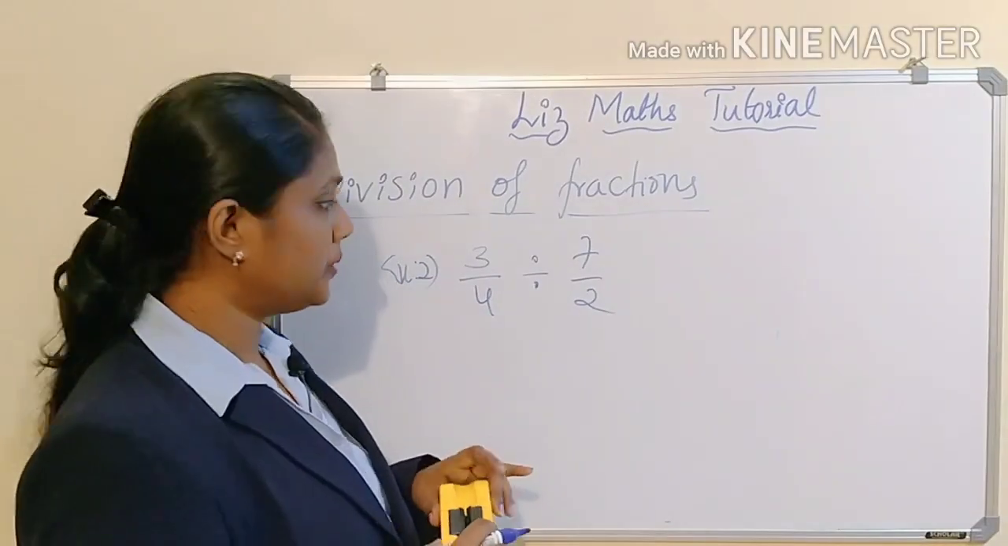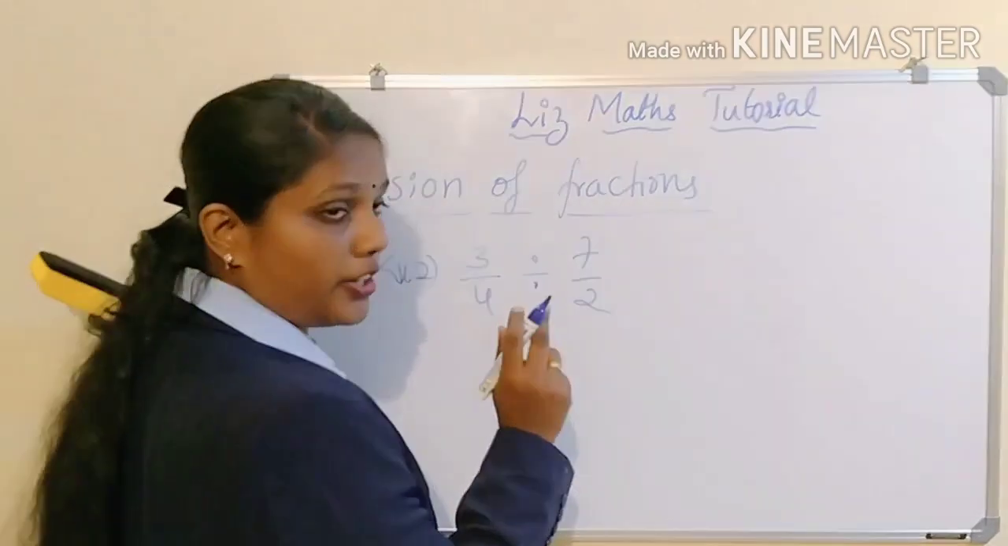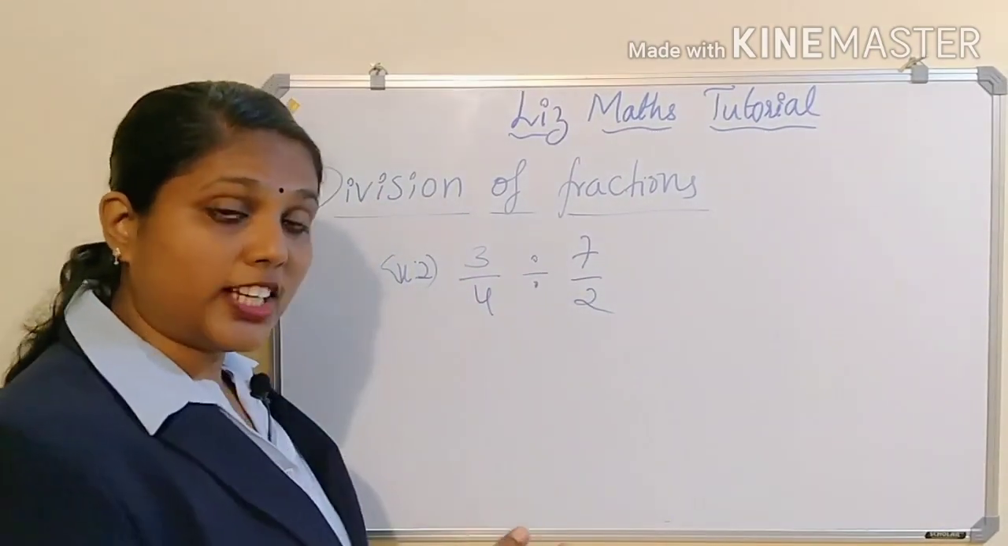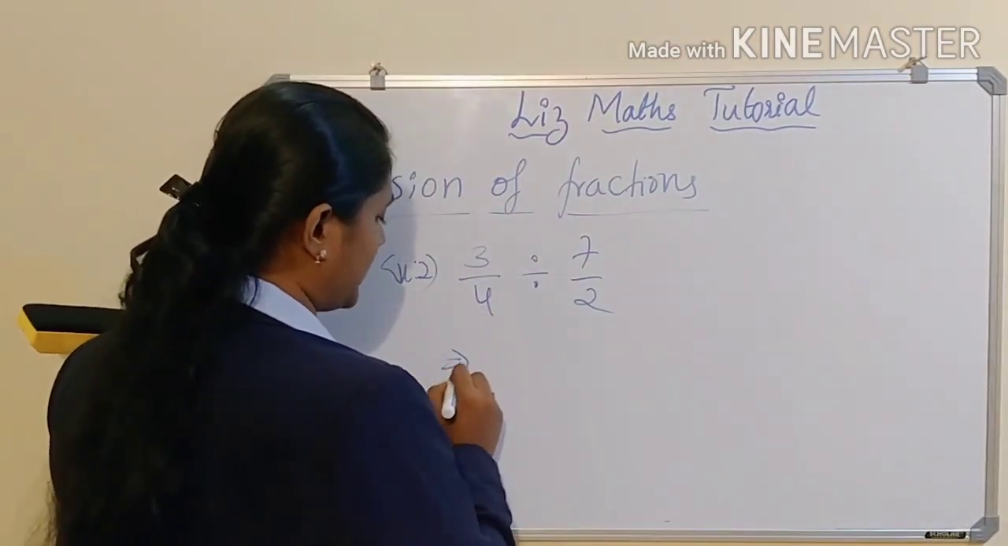See here how to do this. Can we cancel anything? No. When the division sign is there, you cannot cancel. When it is a multiplication sign, you can cancel it. So make it a multiplication sign.